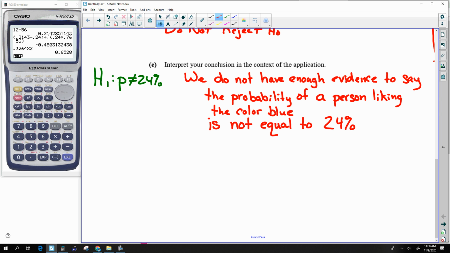We just don't have enough evidence. It might not be true, but we just can't. We don't have enough evidence to say that it's not. We do not have enough evidence to say the probability of a person liking the color blue is not equal to 24%.